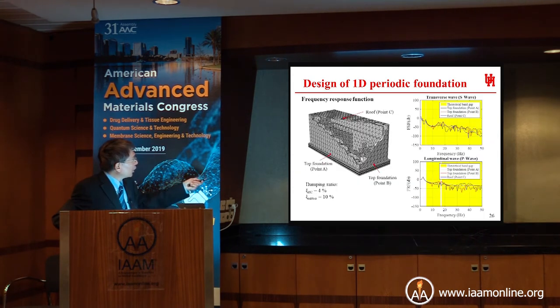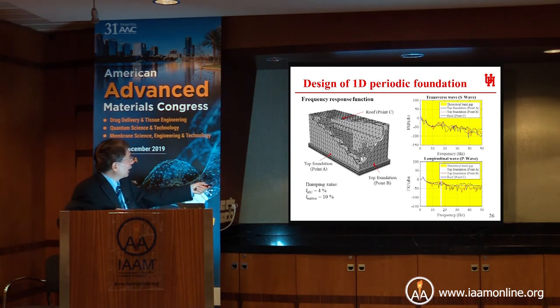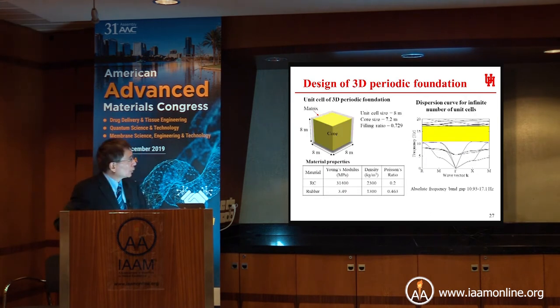And then this one shows the frequency response function, FRF. As you can see, FRF minus 20 somewhere here. A while ago, I already mentioned if we obtain minus 20, the reduction is already 90%. As you can see, for S wave and P wave, minus 20 somewhere here. So we can cover a very large range of frequency. And for P wave, similar, minus 20 somewhere here. See? And we know it's quite successful.